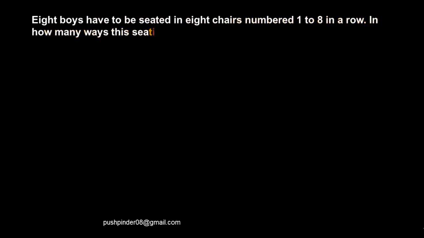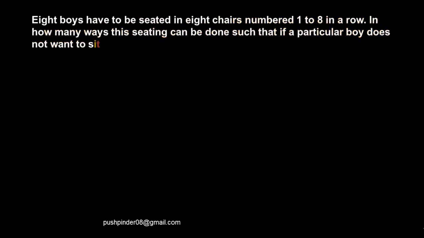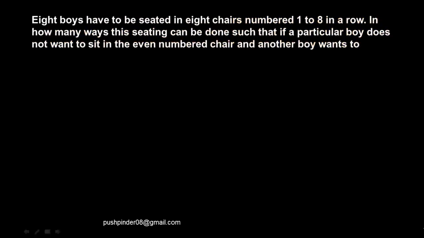Now, 8 boys have to be seated in 8 chairs numbered 1 to 8 in a row. In how many ways can the seating be done such that a particular boy does not want to sit on an even numbered chair and another boy wants to sit at the extremes? Now, if you see carefully, first of all you have to decide whether the cases are colliding or not. Let's see, these are the 8 chairs, 1 2 3 4 5 6 7 8.